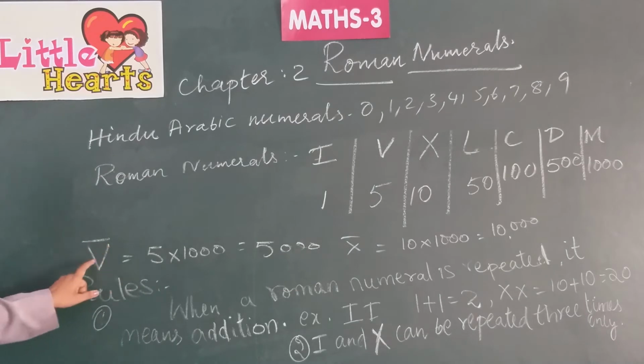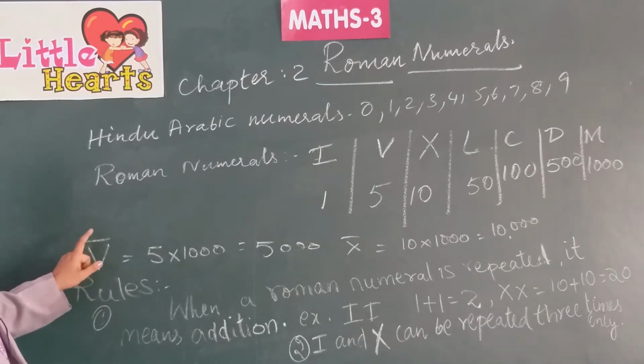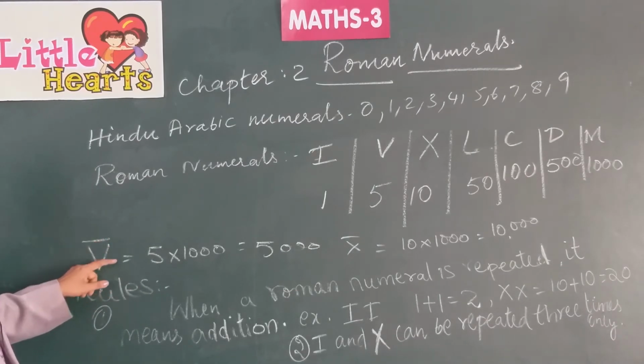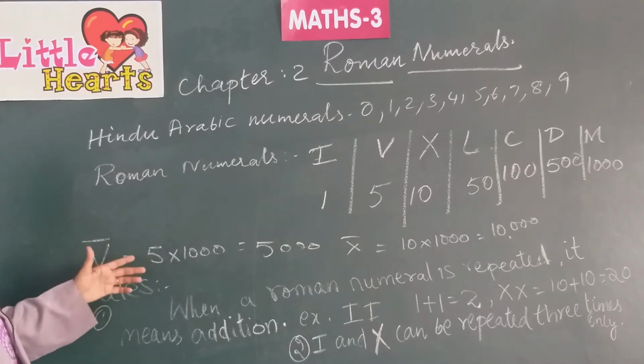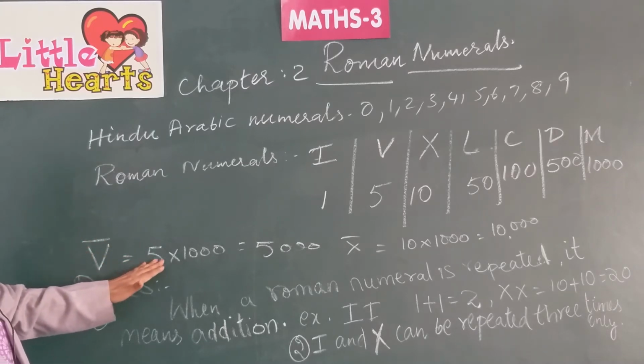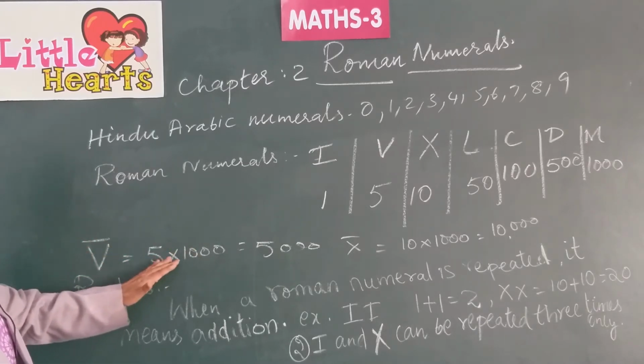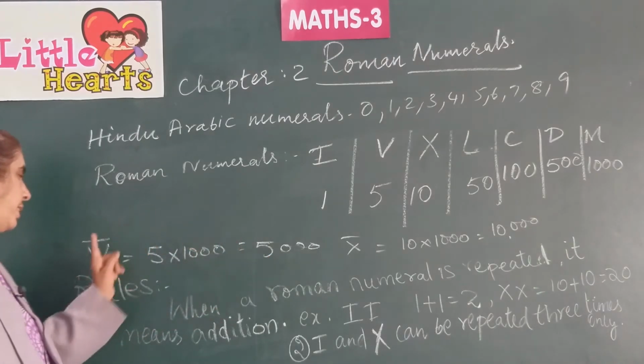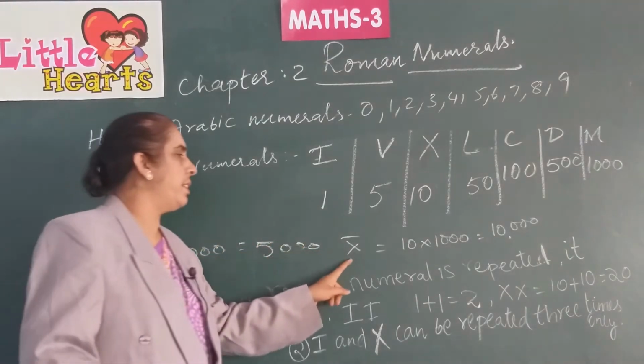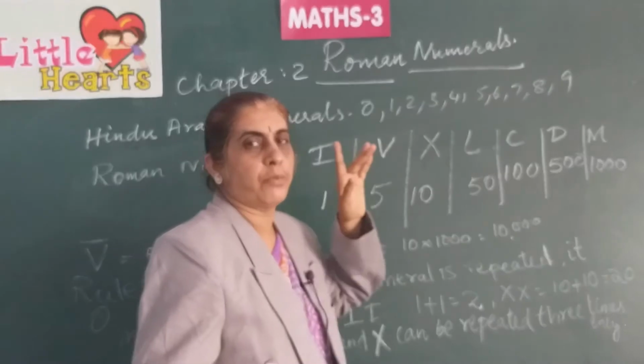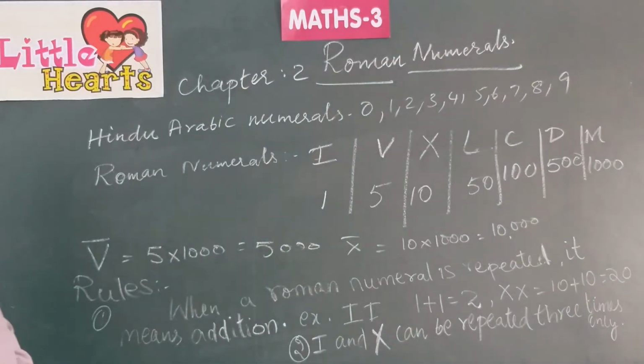And if there is a bar on the Roman numeral, it is 1000 times the given number. That is, V is 5, and it is multiplied by 1000. 5 into 1000 is 5000, that is V bar. X bar is 10 into 1000, which is 10,000. And there are some rules to form other Roman numerals using these letters.